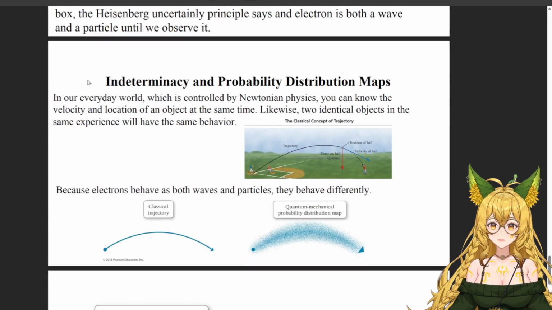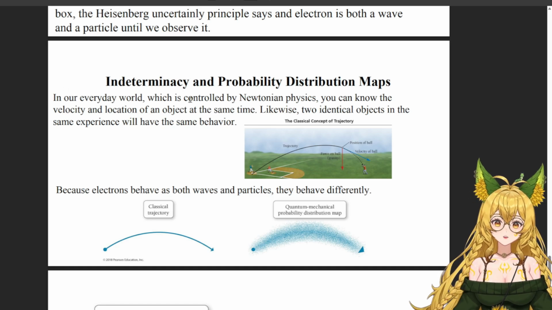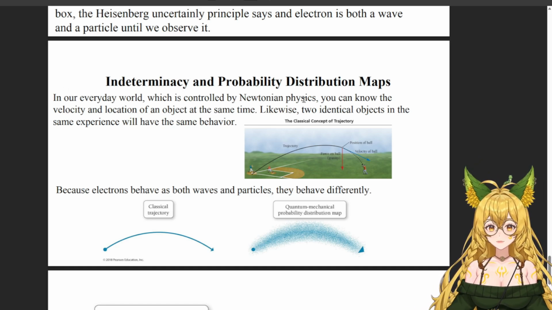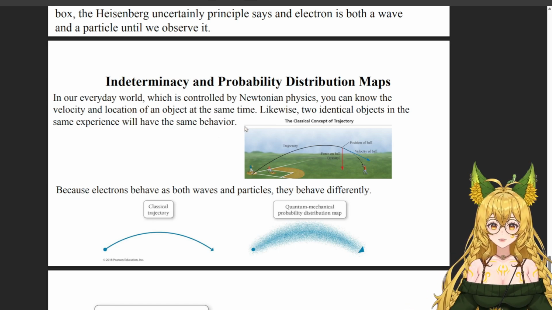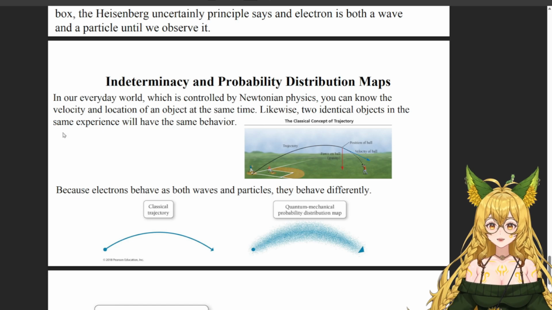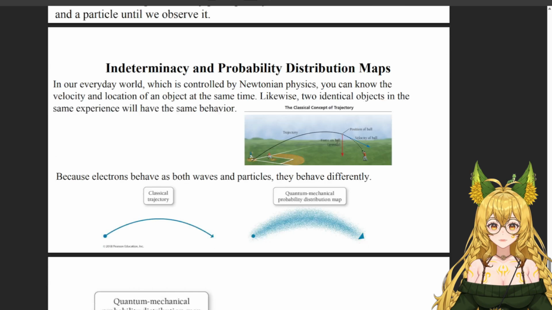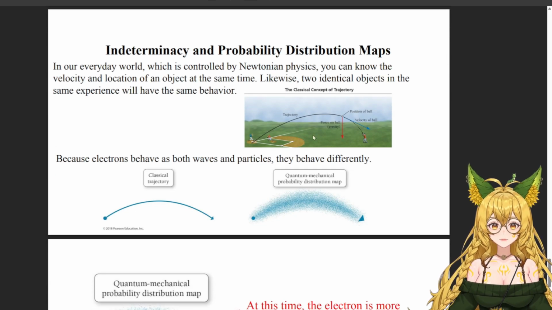So next, in our everyday world, which is controlled by Newtonian physics, you can know the velocity and location of an object at the same time. Likewise, two identical objects in the same situation will have the same behavior. So here we have the classical concept of trajectory, which is just a ball thrown on a baseball field.